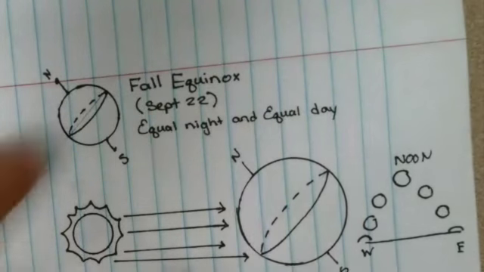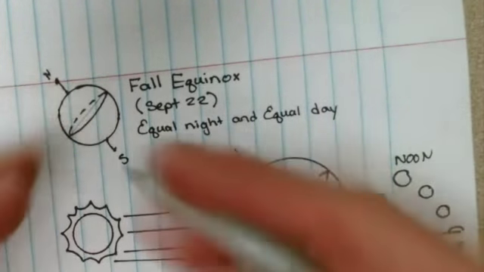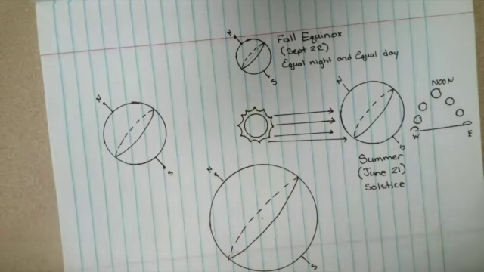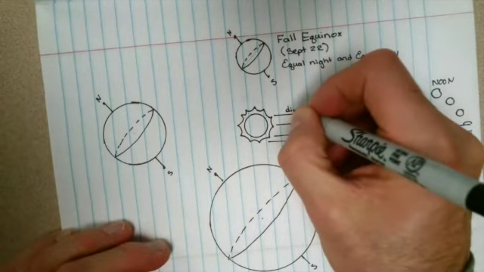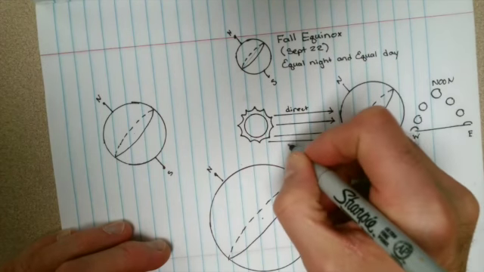Now, why is that the case? Because we're not tilted towards or away from the sun. We're kind of to the side of the sun. So we're not really getting direct rays or indirect rays. Again, remember, these are the direct ones because they're hitting us directly. And these are indirect.